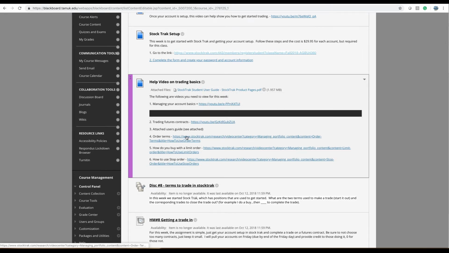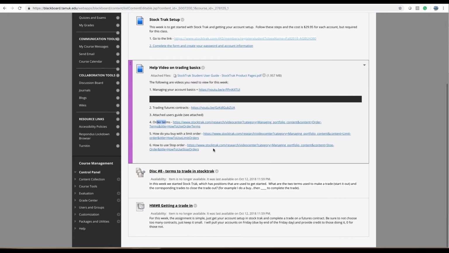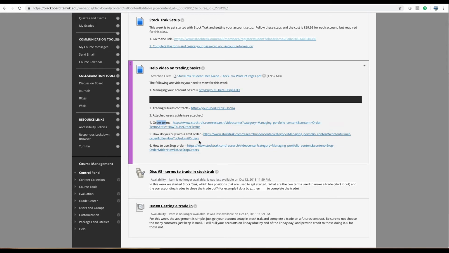These are terms, order terms, how to buy with a limit order, how to use a stop order. Limit orders and stop orders are something that's done in stock track. Stock track, remember, has its own terms, so you'll make sure that you get a hold of this. For example, a buy and a sell would get you in and get you out. A short and a cover is how you get out of the sell position. So make sure that you know the terms with stock track. If you've been trading, some of this will be very easy, and that's the idea.